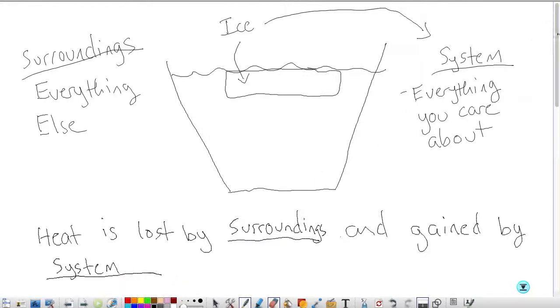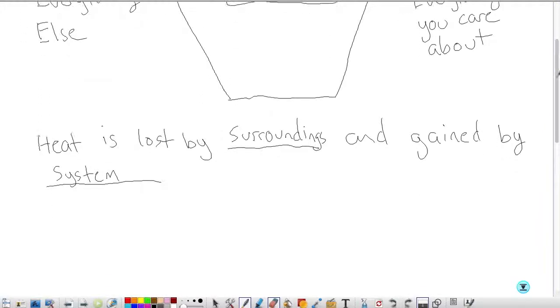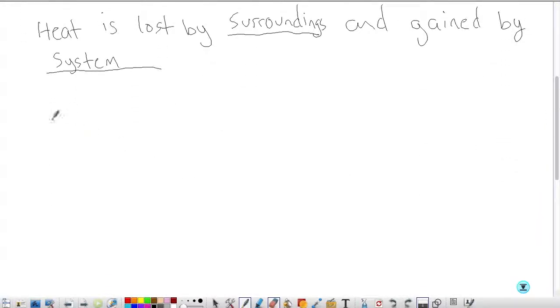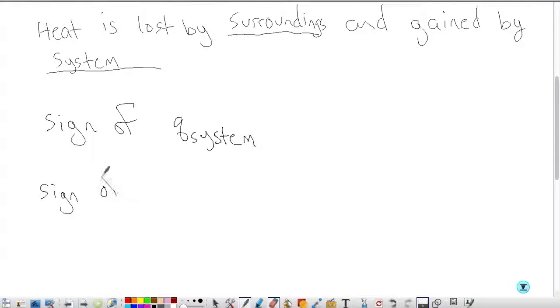Okay, so let's take this a little further. What is the sign of heat of the system? And what is the sign of heat of the surroundings? Okay, so why don't you pause and see if you can figure that out.